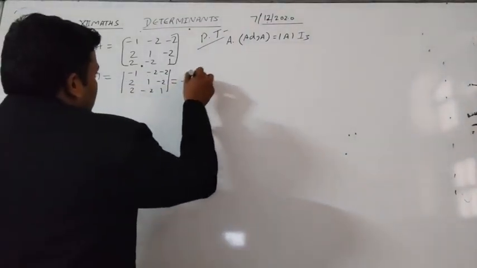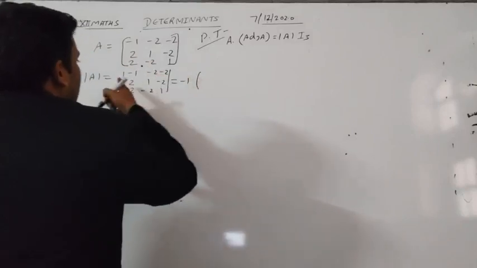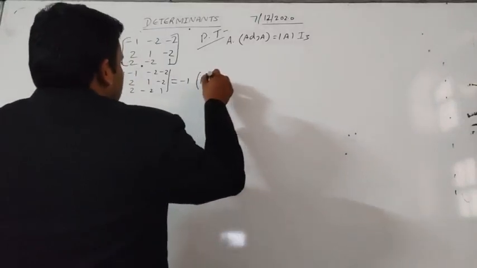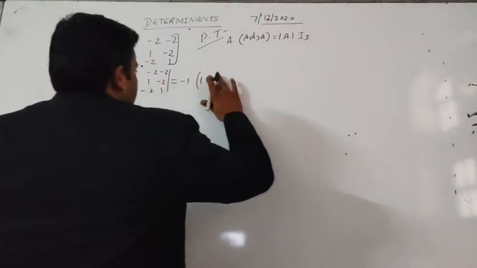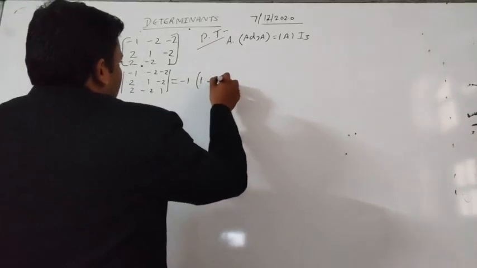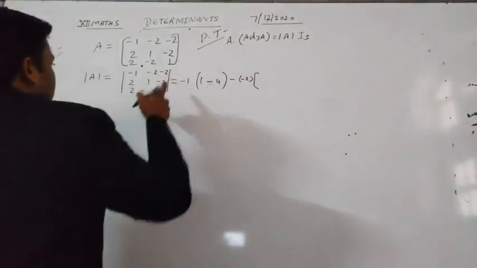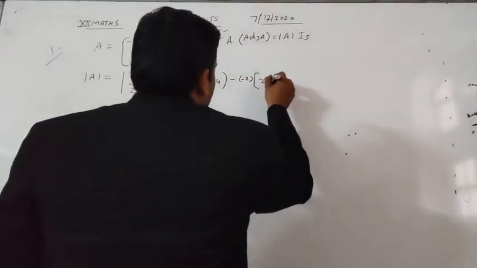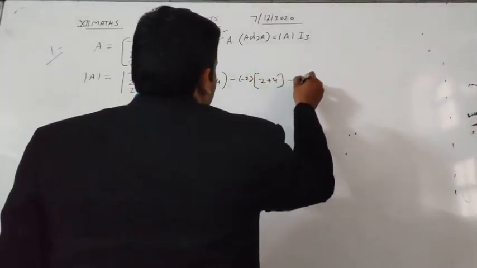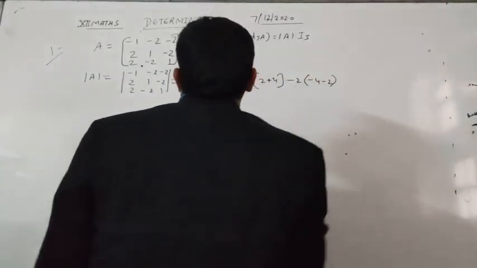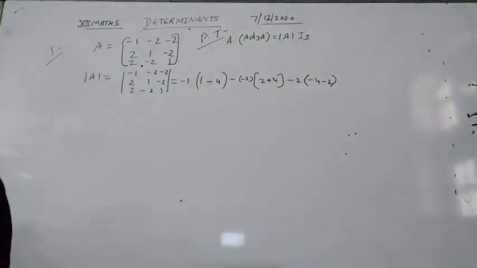Now when we expand this, the first row and first column will be the pivot. We write 1 with signs plus, minus, plus, and again minus 4 and minus there is -2. So 2 plus 4 will be there and -2 is here. So -4 and -2. Now we will solve it and see what our result is.